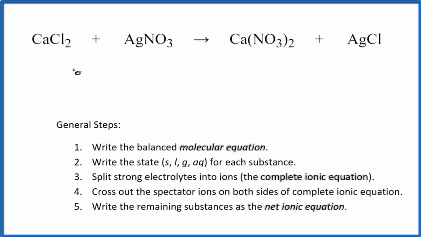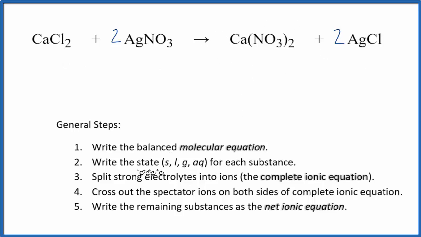In this video, we'll write the net ionic equation for CaCl2 plus AgNO3. This is calcium chloride, and this is silver nitrate. The first thing we need to do with net ionic equations is balance the molecular equation. It looks like if I put a 2 here and a 2 here, this equation would be balanced. So that's our molecular equation.